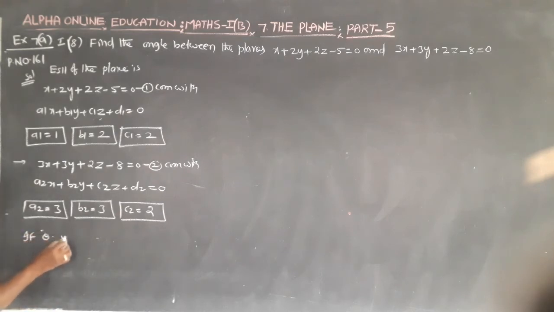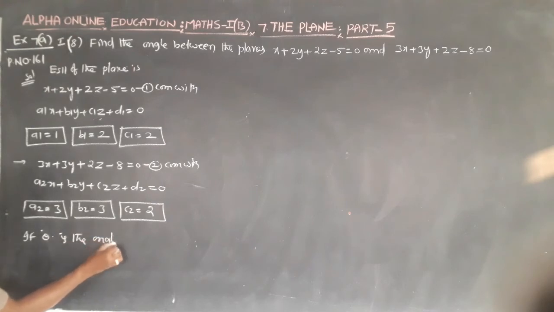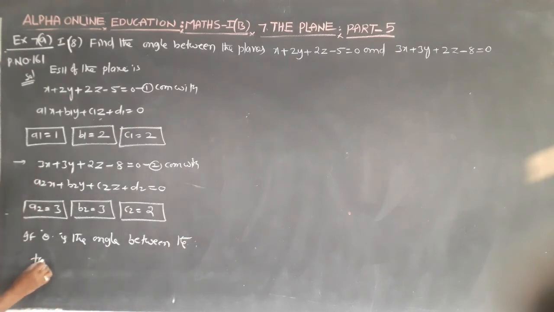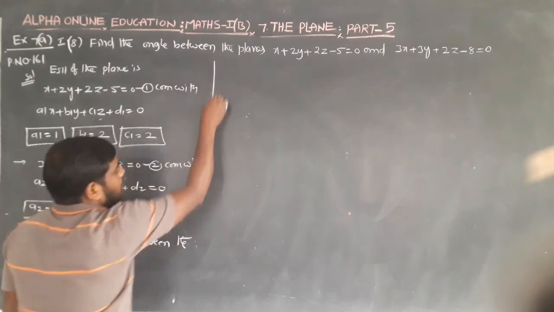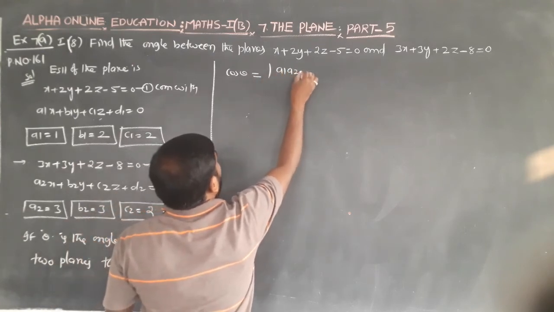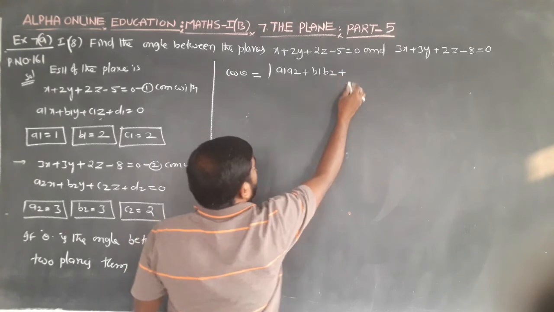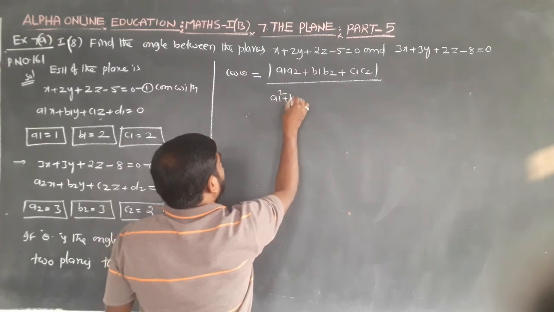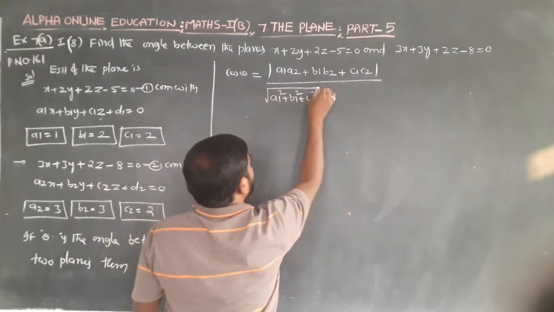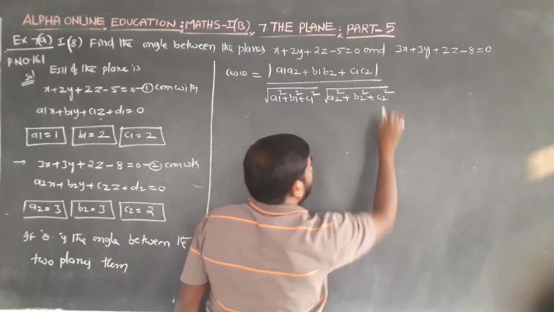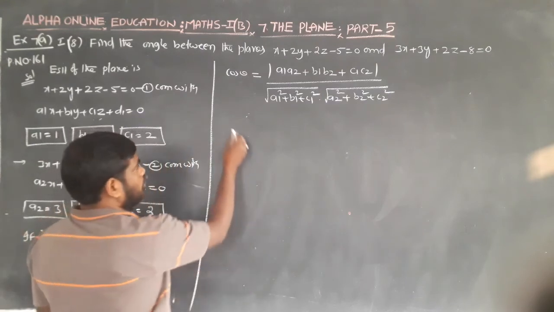If theta is the angle between the two planes, then cos theta is equal to mod of a1 a2 plus b1 b2 plus c1 c2 by under root of a1 square plus b1 square plus c1 square into under root of a2 square plus b2 square plus c2 square.